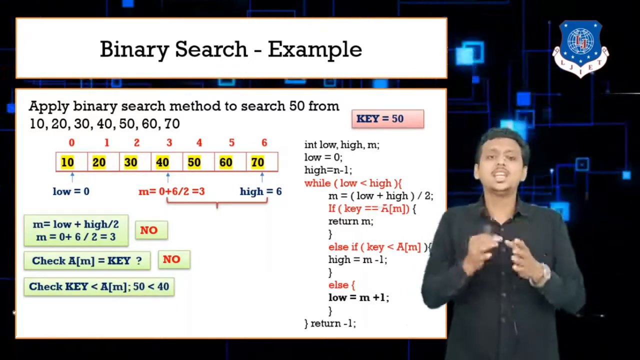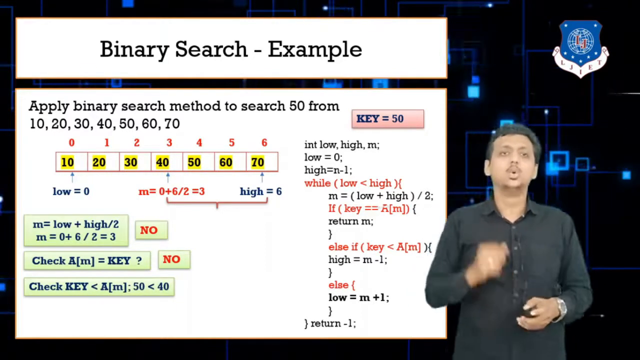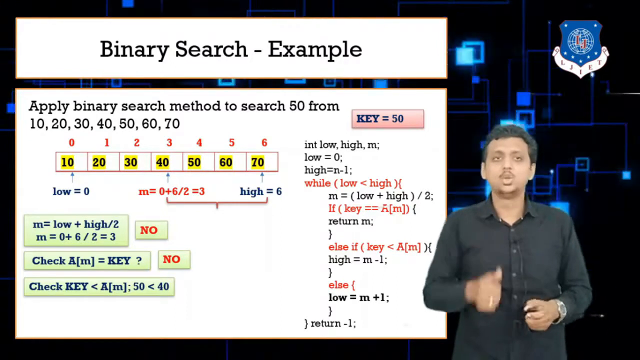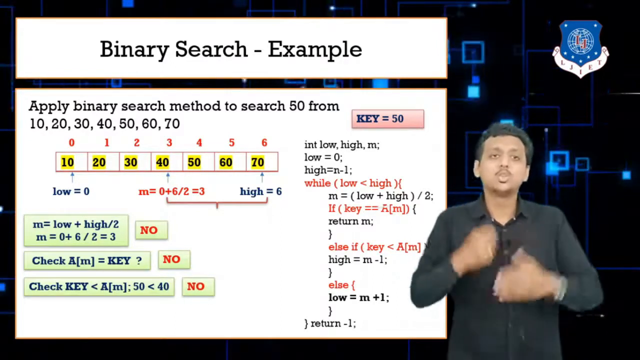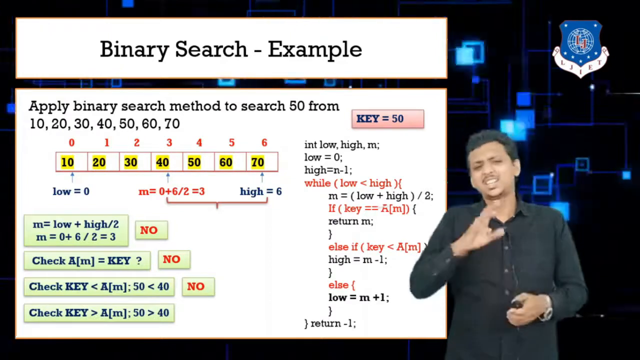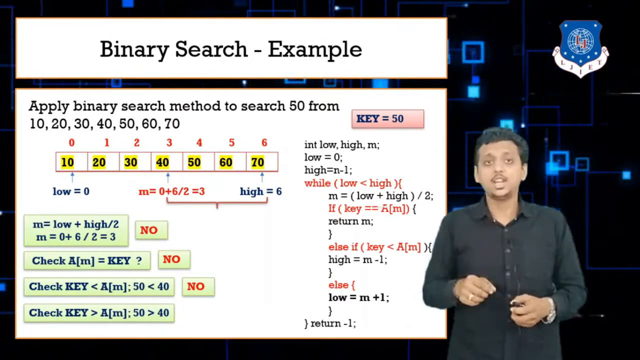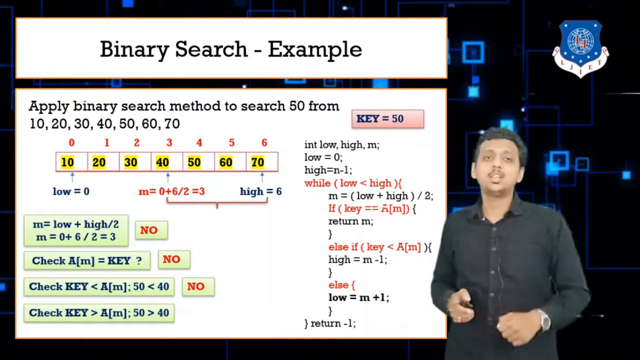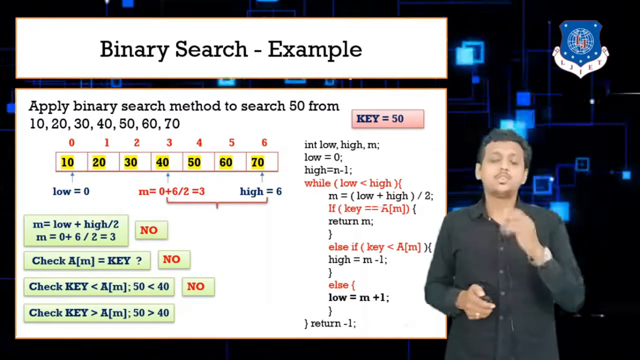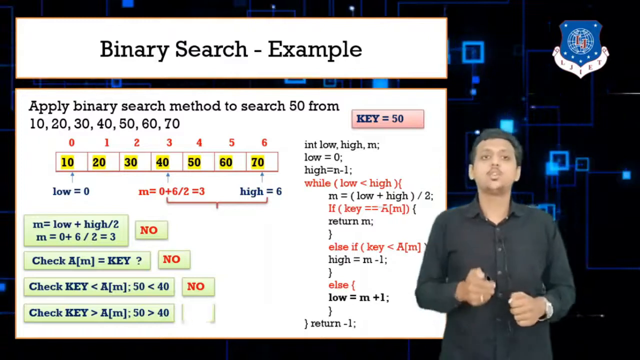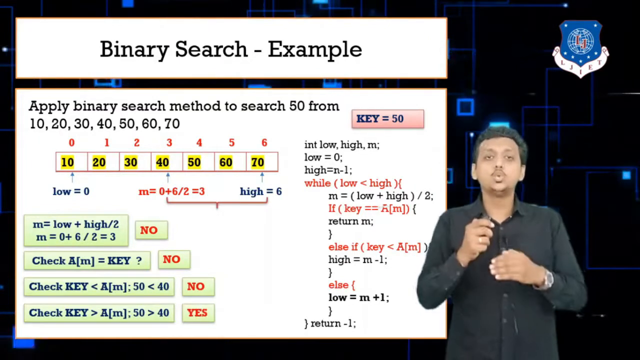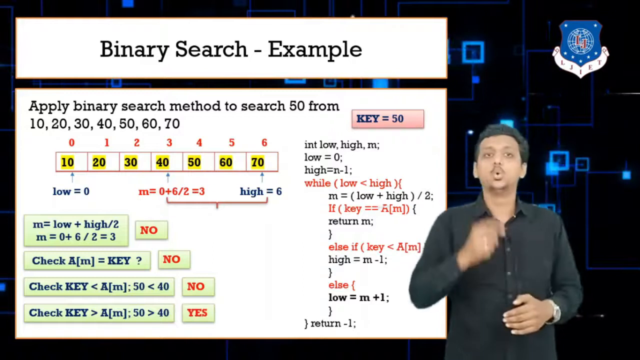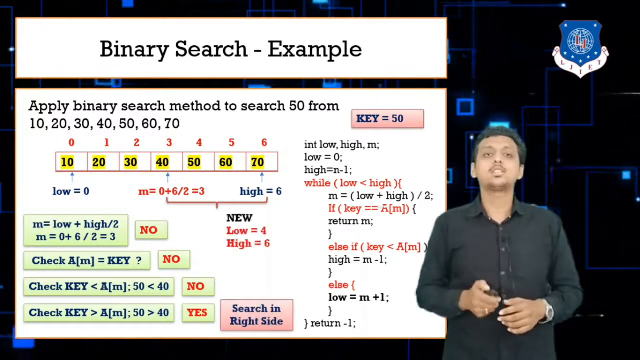Next we have students check key is less than a of m. Just check it out. Key is less than a of m. No. Fine. So next move ahead. Check it out. Key is greater than a of m. Yes. Because the key value is 50 and a of m is 40. So 50 is greater than 40. Yes. So here what you need to do is you need to move your low to m plus 1.